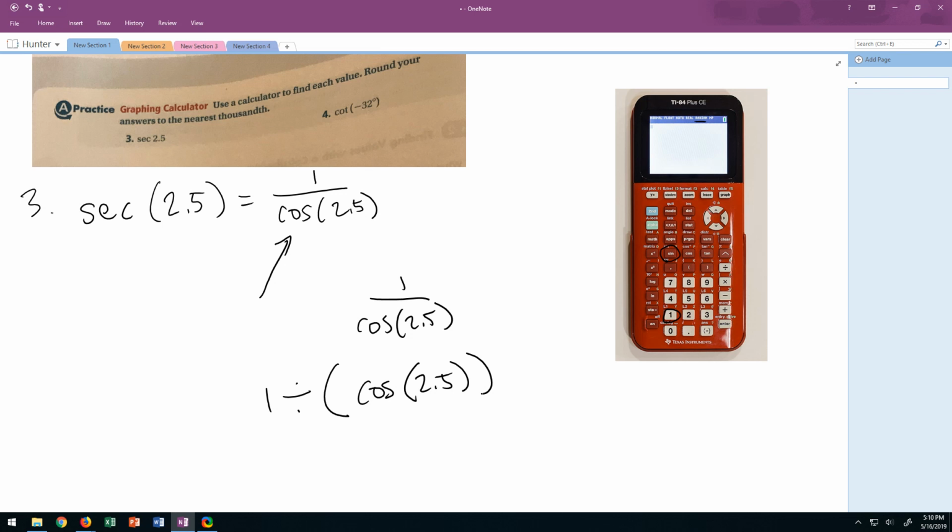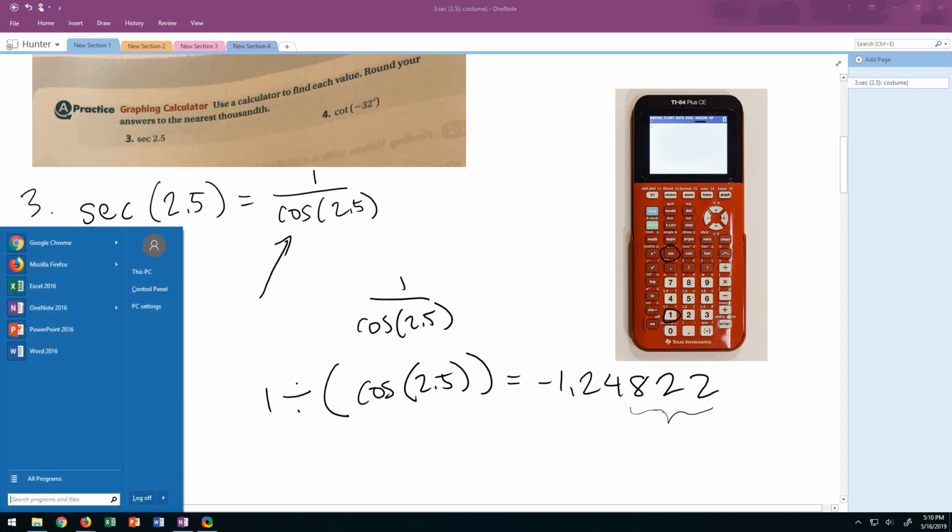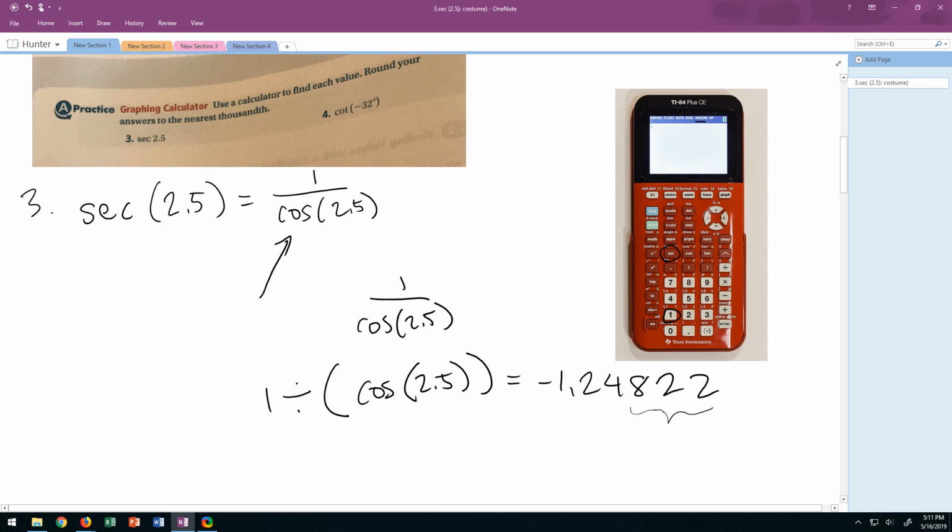Yeah, I'm in radians. All right, so I put this into my calculator, and my answer was negative 1.24822. Your calculator might have gotten something a little different down here, because it's always a numerical approximation in a calculator. So those might be a little bit different, but the number is pretty much the same.